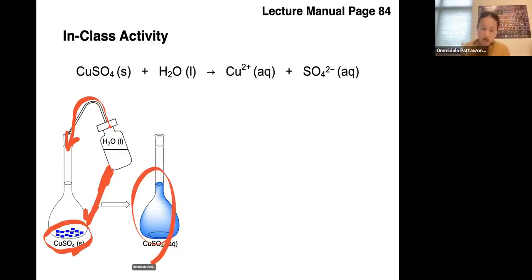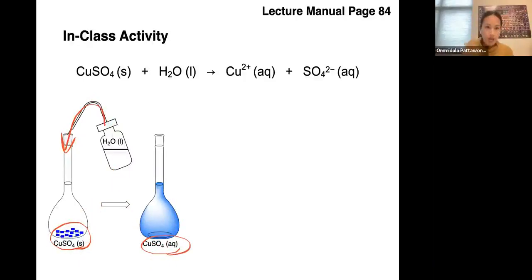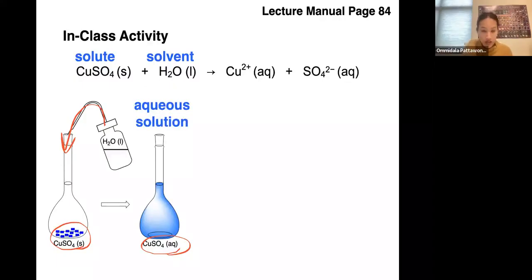The homogeneous solution can be colorless or it can have color, but it has to be clear, or transparent. Because copper sulfate is the minority in the solution and water is the majority, in this case we define copper sulfate as the solute and water as the solvent. And the mix between these two is what we refer to as an aqueous solution.